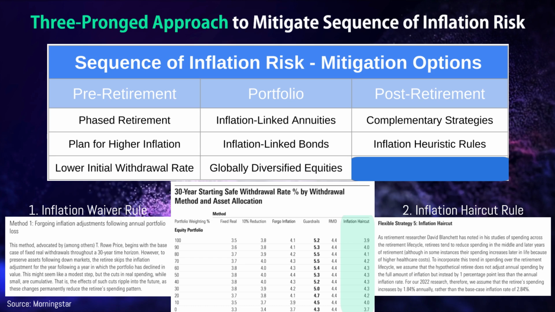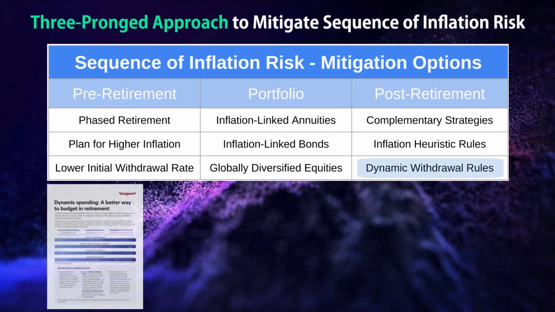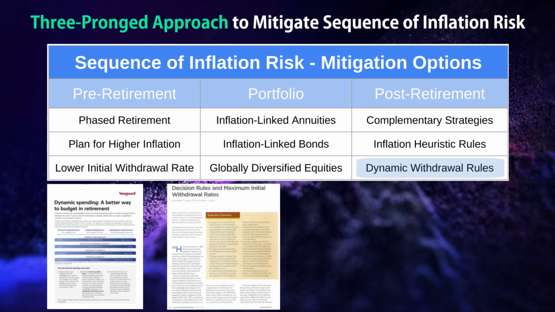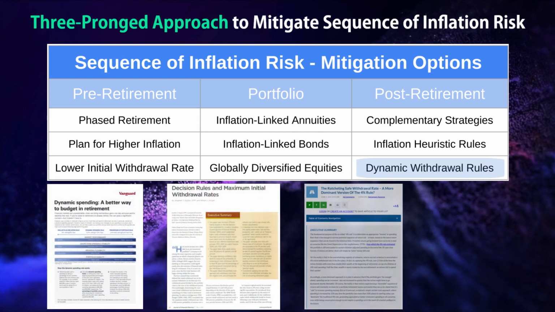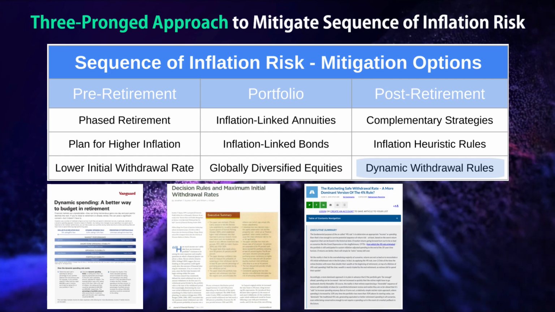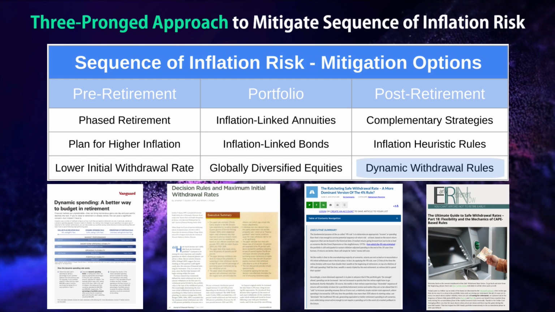Unlike the inflation waiver rule, this method better aligns with actual inflation, albeit with a slight reduction, which helps to preserve purchasing power over time. Third, dynamic withdrawal strategies can help manage both sequence of returns and sequence of inflation risks. These strategies adjust your withdrawal rate based on market performance, helping to sustain your portfolio throughout retirement.